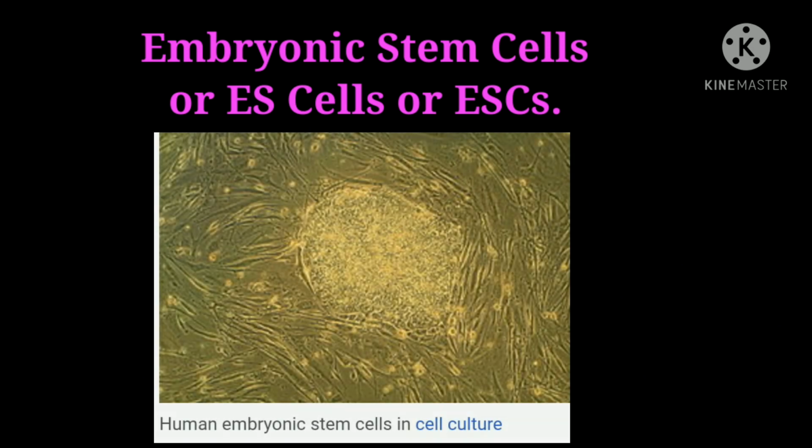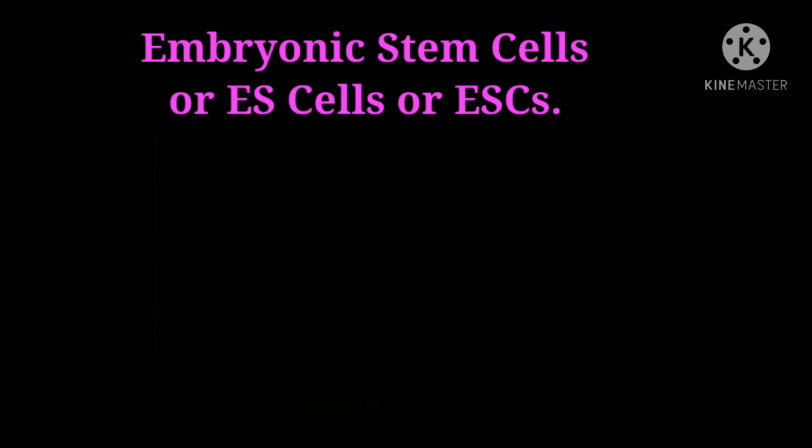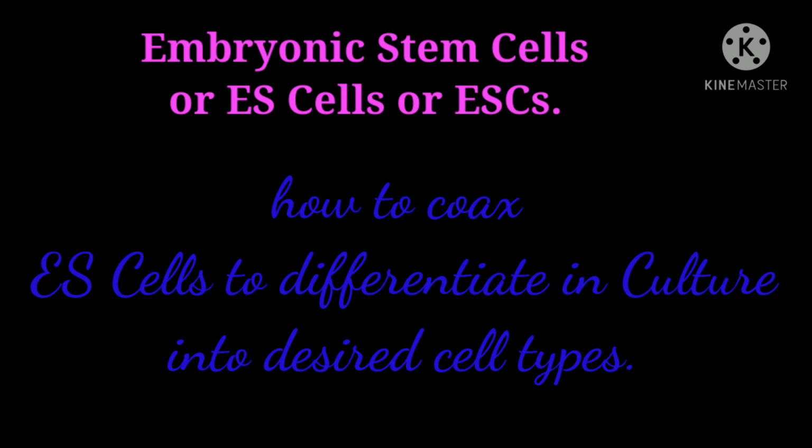Worldwide, dozens of genetically distinct human embryo stem cell lines, each derived from a single embryo, are available for experimental investigation. The long-range goal of clinical researchers is to learn how to coax embryonic stem cells to differentiate in culture into desired cell types that can be used for cell replacement therapy.